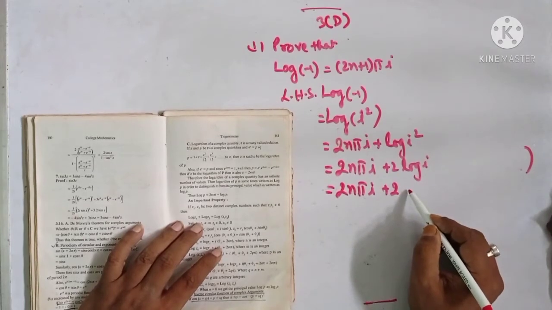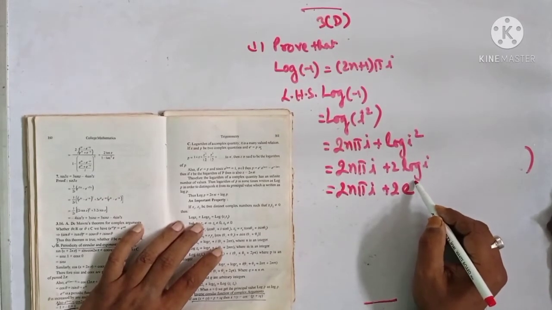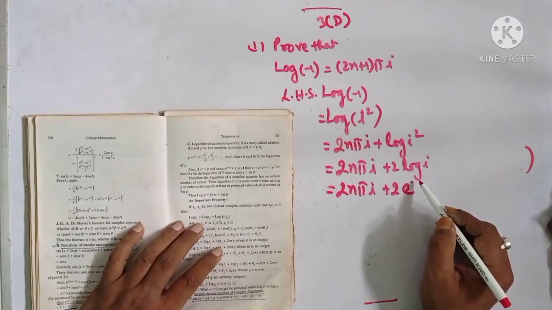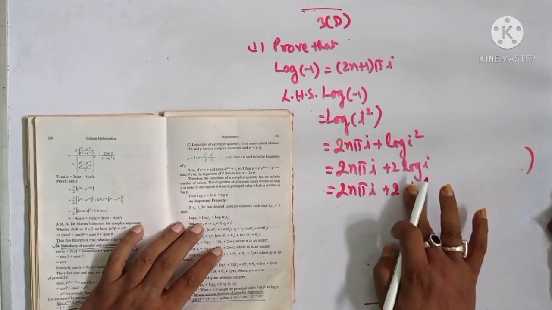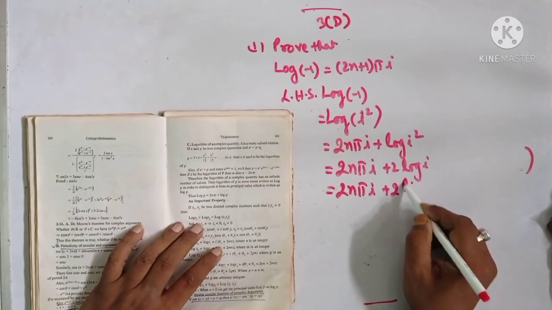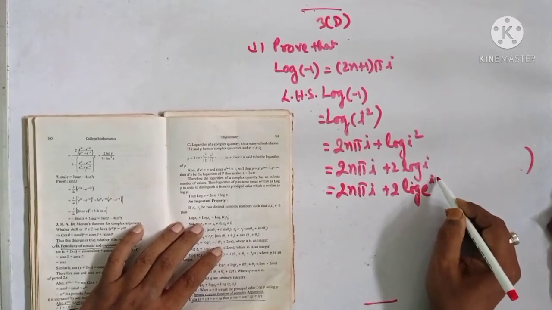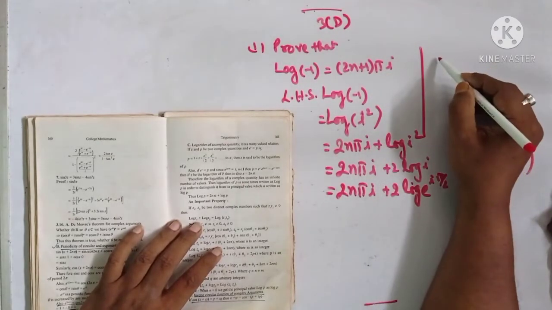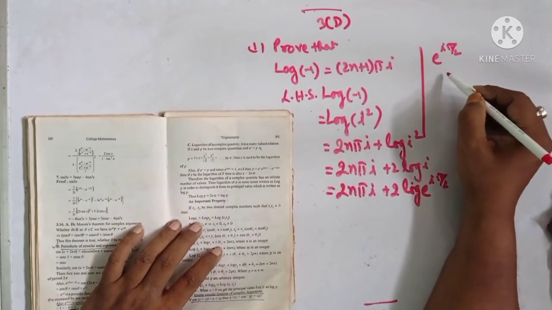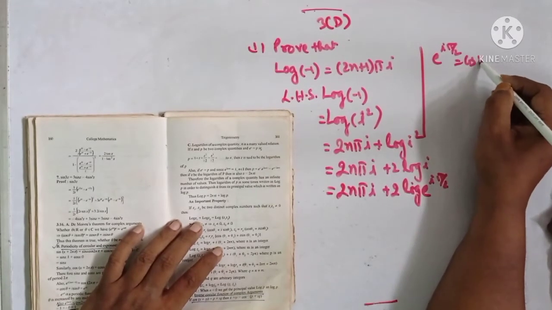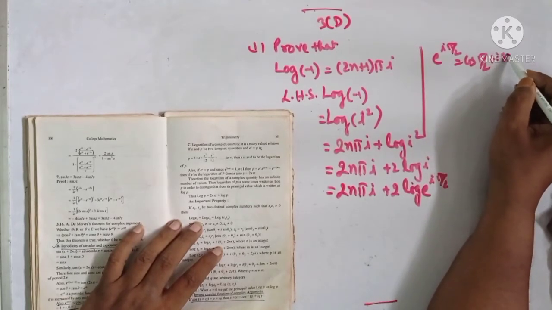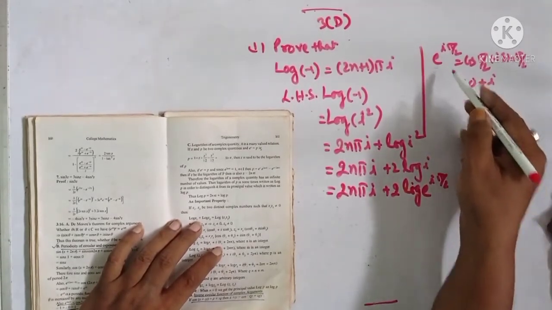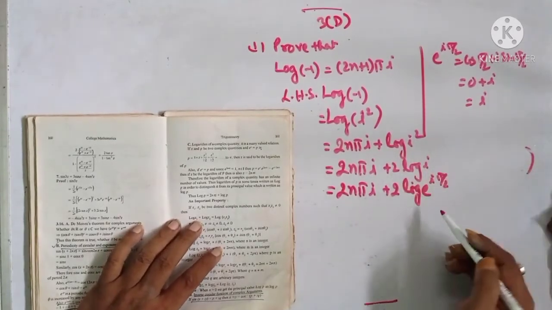Now i can be written as e to the power of i pi by 2. How is this? You see the value of e to the power of i pi by 2 is equal to cos pi by 2 plus i sin pi by 2. This is 0 and this is 1, so the value of i is this.